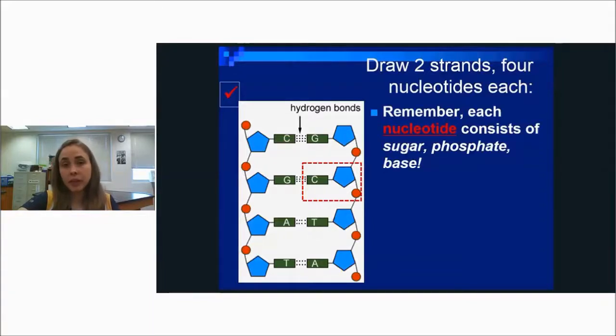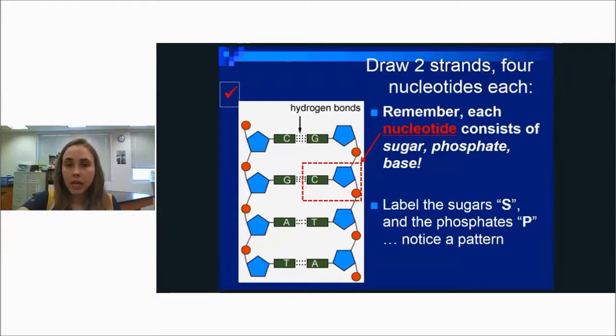I hope you did. So remember that each nucleotide contains a sugar, a phosphate, and a base, and it is boxed here in red. That is a nucleotide. And you should take a moment to label the sugars with an S and the phosphates with a P and see if you notice a pattern. If you've done it right, you will have P, S, P, S, P, S, P, S on the left side, and then S, P, S, P, S, P, S, P on the right.